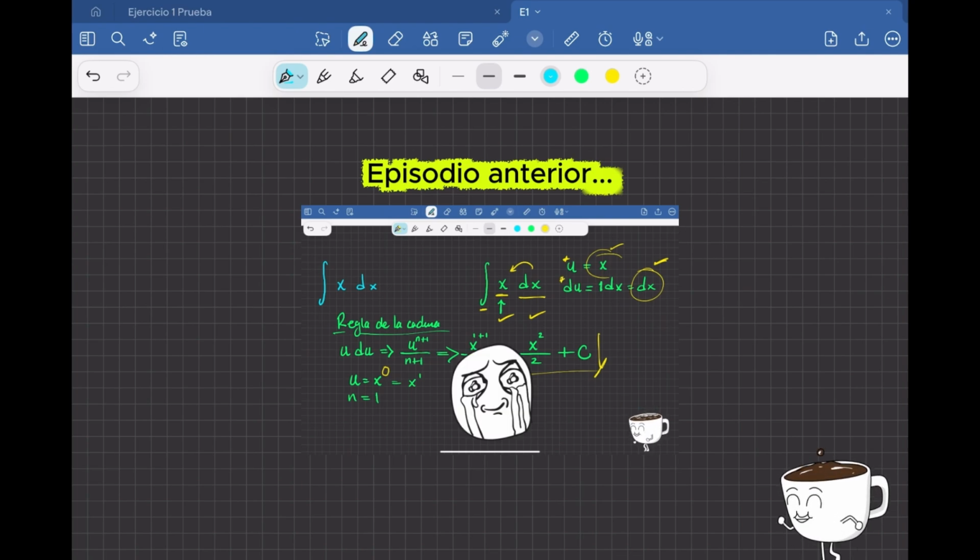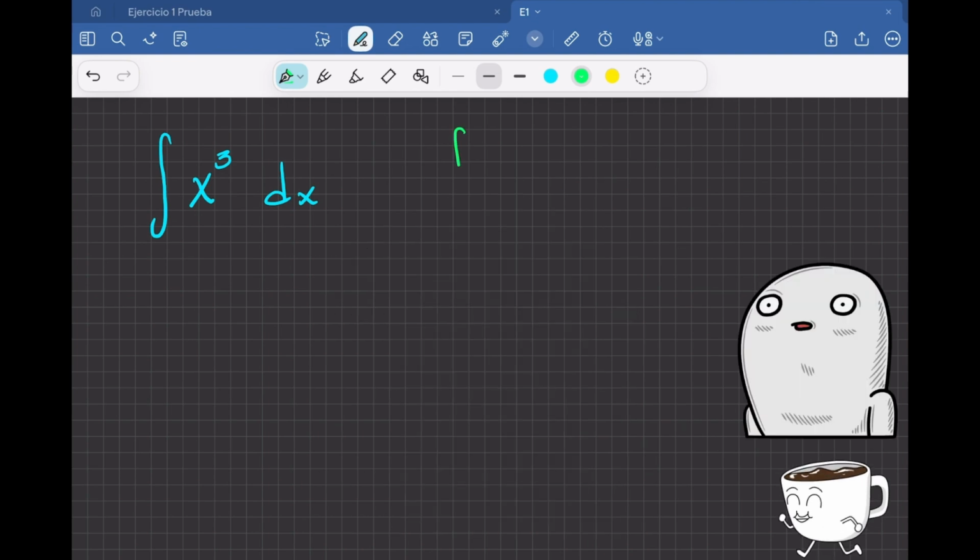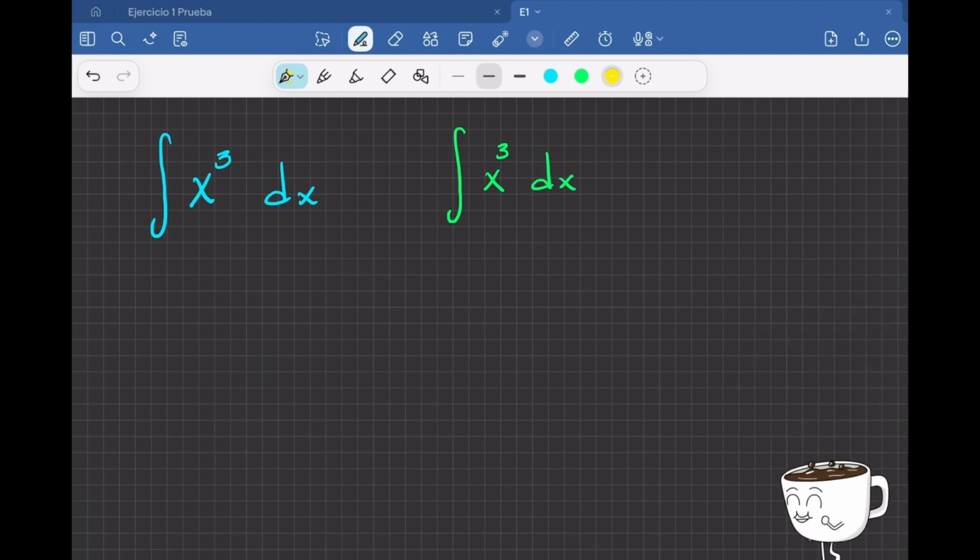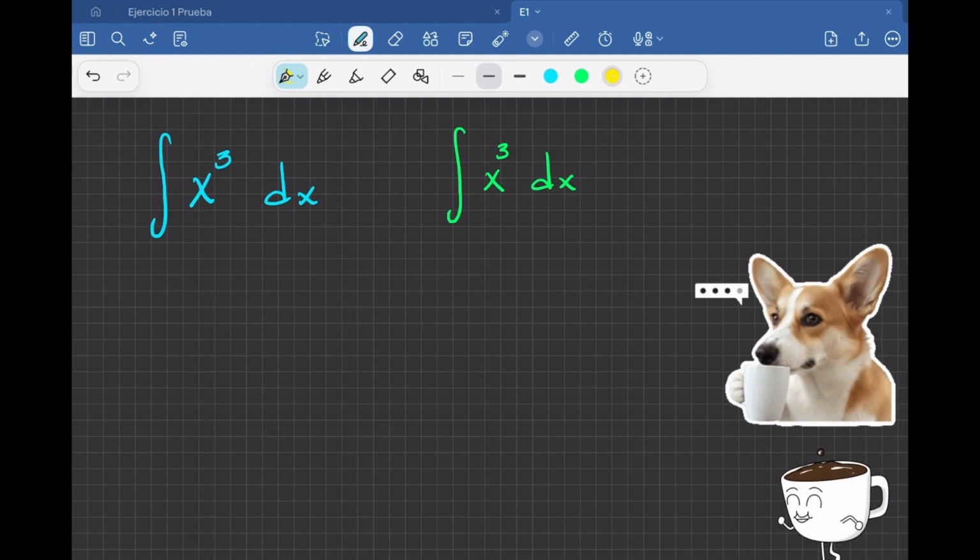What would happen if we had an integral of x like the previous episode, but in this case we should have x to the cube multiplied by dx? Let's copy this one again to be able to annotate it as in the previous episode, and in this case it is exactly the same. We commented in the previous episode that there were certain elements that we had to have in order to resolve the integral.